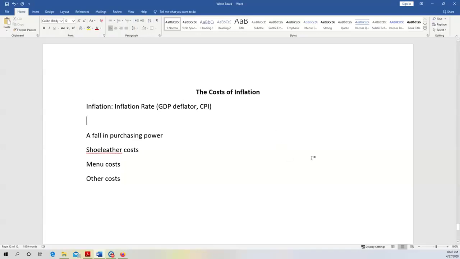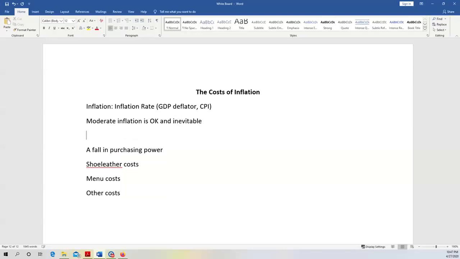But in general, moderate inflation is okay and inevitable. So that means if the inflation rate is 1% or 2% per year, right? It is completely normal, and we cannot avoid or completely eliminate inflation. So whenever we have economic growth, right? As I mentioned, you can think of wage as tied to inflation. If people are making more and more money over time, we would expect the inflation rate to rise, right? So moderate inflation, it is okay and it's inevitable.